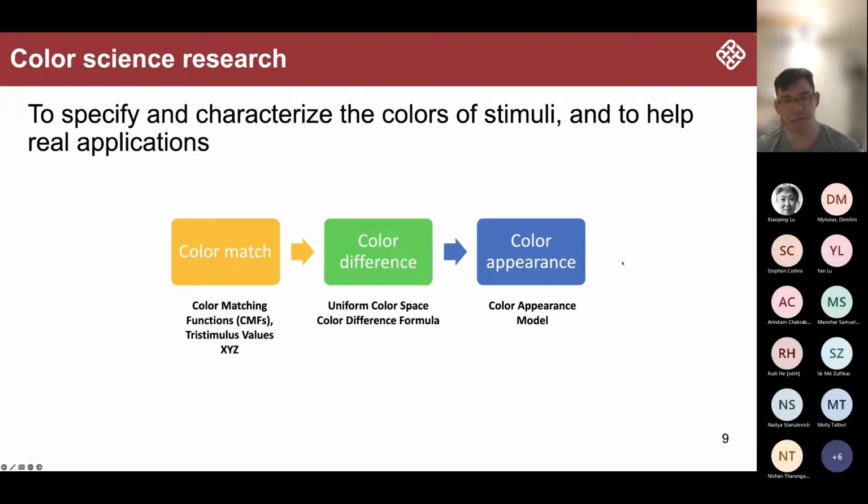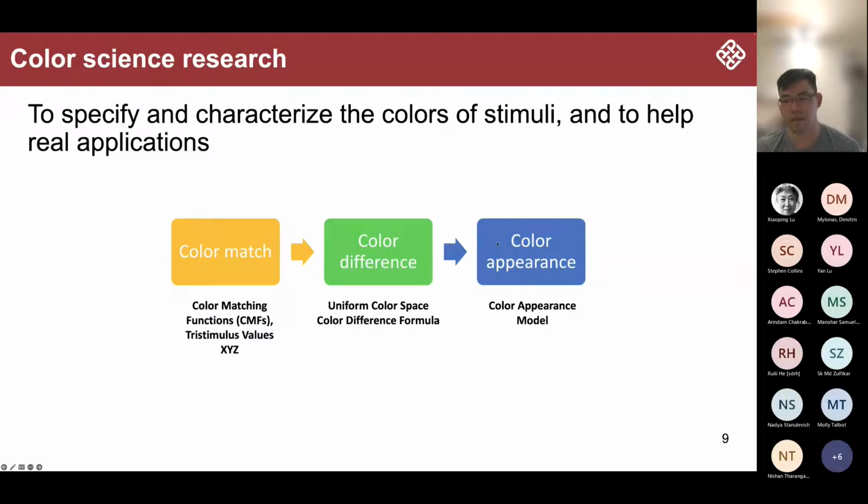And this is actually the history, or the development, of color science. At the beginning, we only cared about color match. In other words, under the same viewing condition, whether two colors will match in appearance. Then we cared about color difference. If they don't match, how can we characterize the color difference so that we know what the tolerance is, or what specs we can use on the production line.